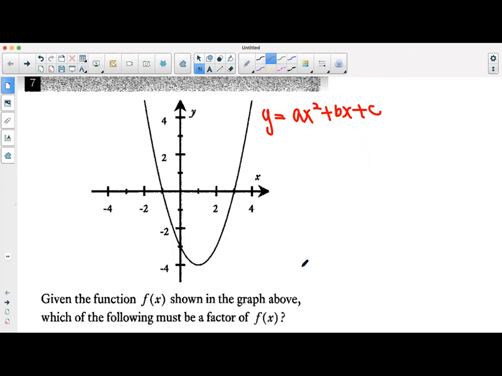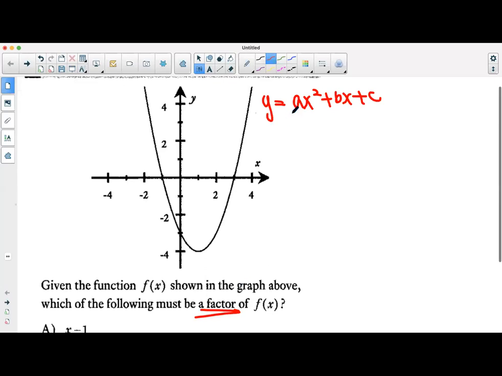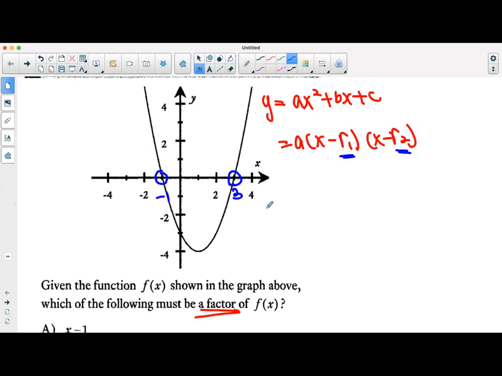But you have to realize that, hey, you're looking for a factor, then you know that this can be rewritten as a times x minus r sub 1, and then x minus r sub 2, where r sub 1 and r sub 2, both of them are x-intercepts. So what are my x-intercepts here? One of them is -1, another one is 3.